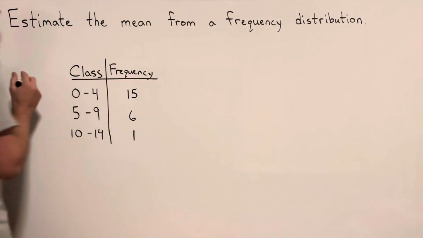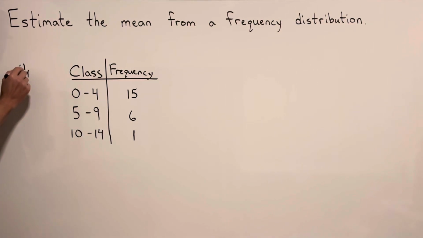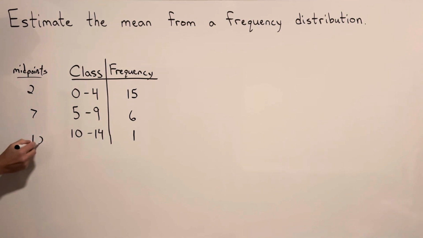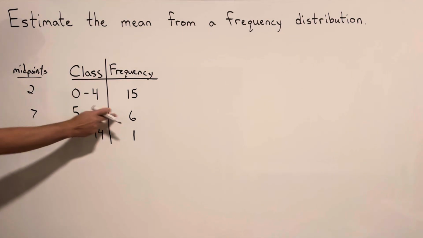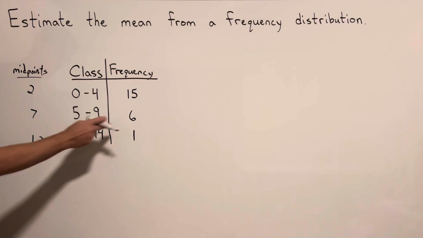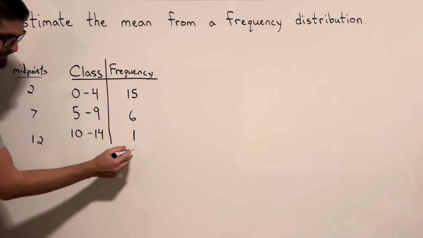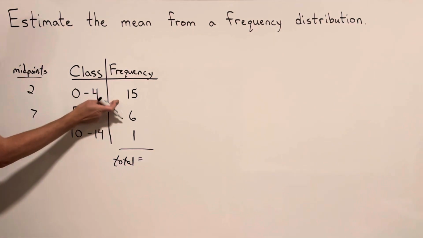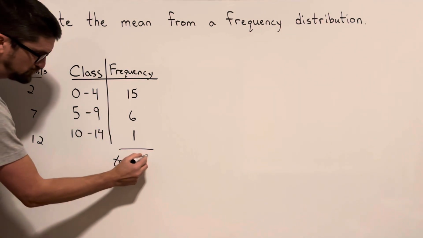All right, so you want to use the midpoints as the best guess here. The midpoints here are 2, 7, and 12. So I'm going to add up 15 2s, add up 6 7s, and I'm going to add 1 12. And then I'm going to divide by the total number of data values, which is 22.